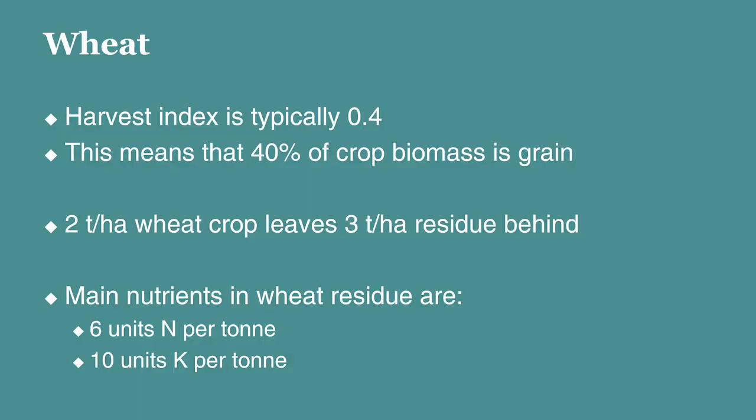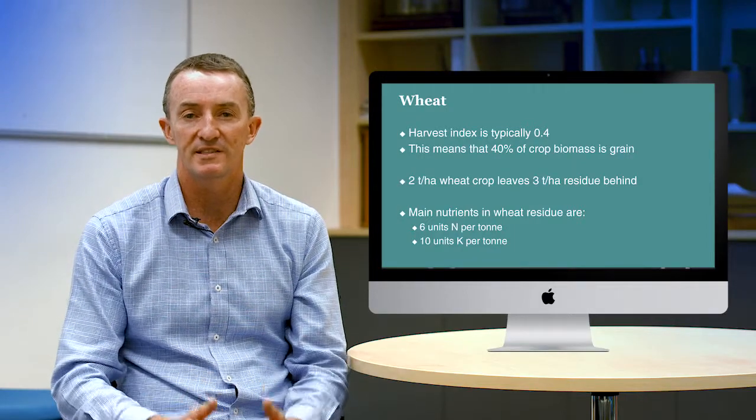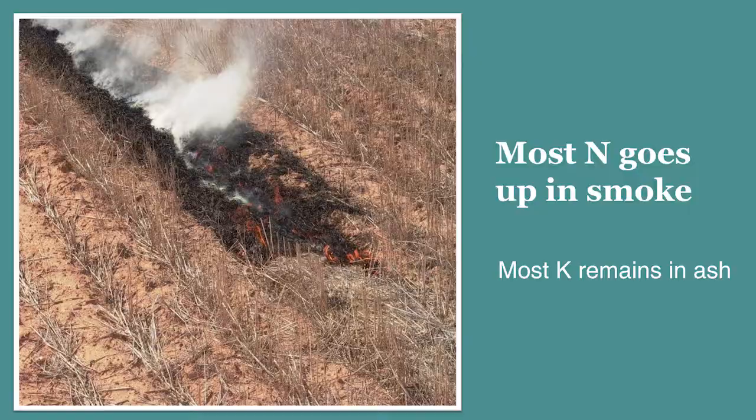Typical figures are that there's about 6 units of nitrogen per tonne of wheat residue and 10 units of potassium per tonne of wheat residue. These obviously vary a little bit depending on the season, but these are typical figures. When we burn narrow windrows, we know that most of that nitrogen in the residue goes up in smoke, but a lot of the potassium stays behind.